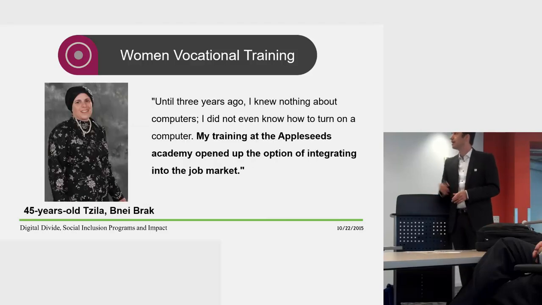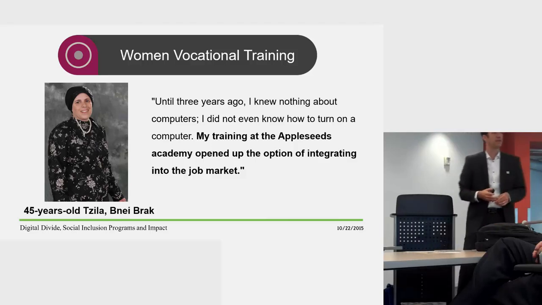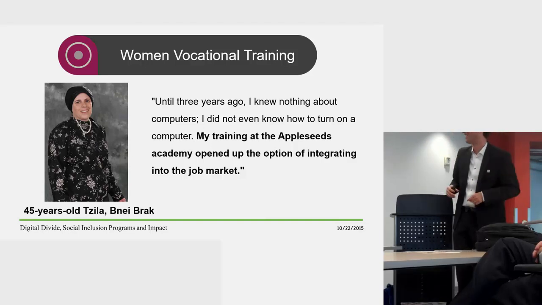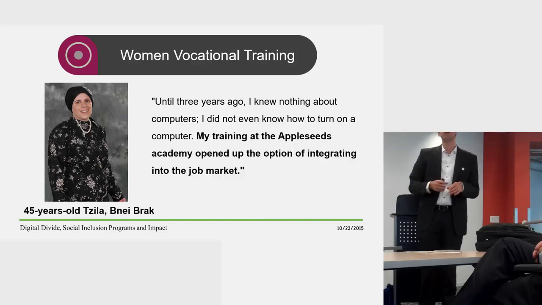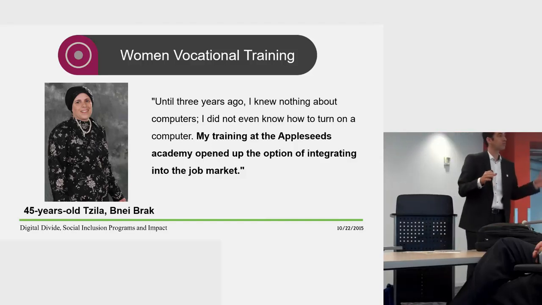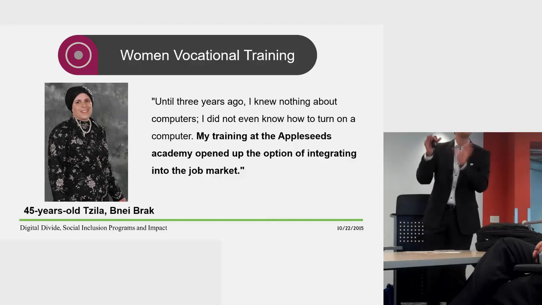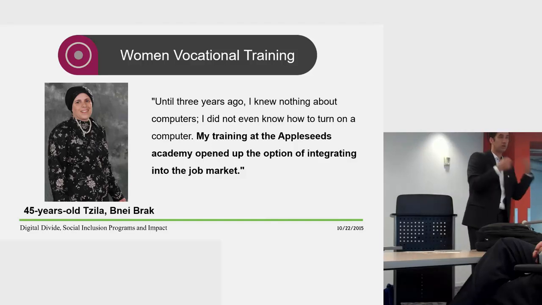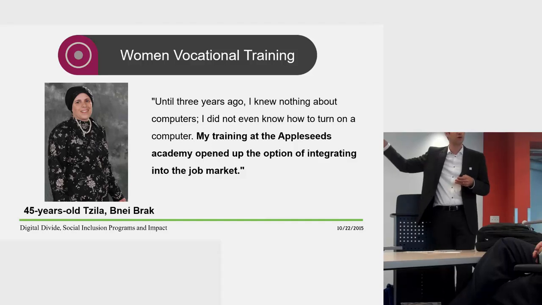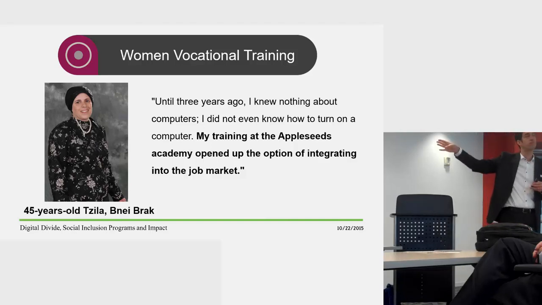This is Tzila. Tzila comes from the ultra-Orthodox community. She's 45 years old. She has 10 kids. That's the reason why by the year 2050, ultra-Orthodox and Arabs will be more than half of the population in Israel. She knew nothing about computers. After completing our course, she started working in Matrix, which is the largest software company in Israel, for a few years. And then she decided to leave this very well-paid job in order to become an instructor in Appleseeds Academy. She's now our best ambassador, stating the importance of digital literacy for her community.